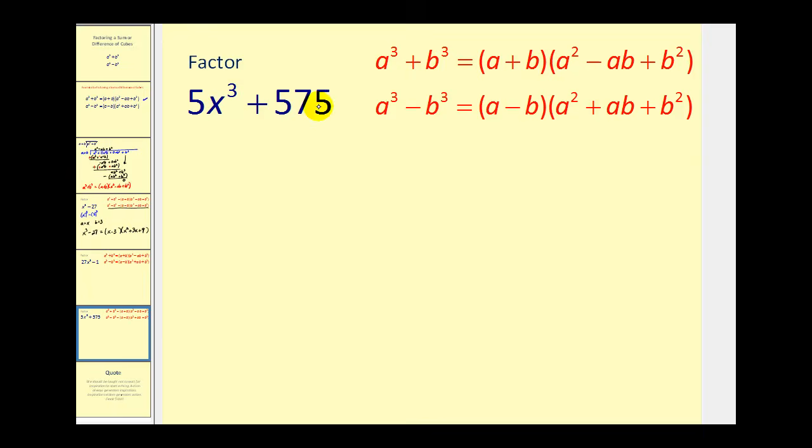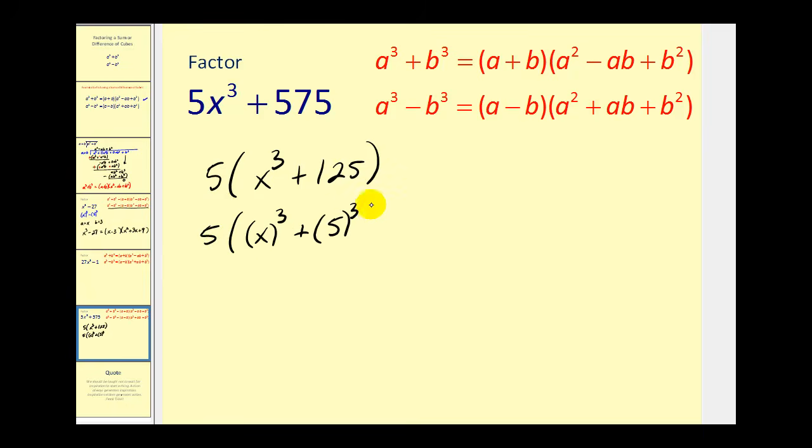That would give us x cubed. If we factor a 5 out of 575, we're left with 125. Now we do have a sum of cubes, because I can write this as x to the third power plus 5 to the third power is equal to 125. So now we'll use the first formula where a is equal to x and b is equal to 5.